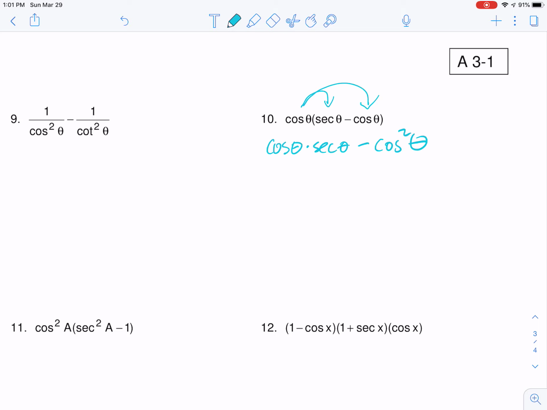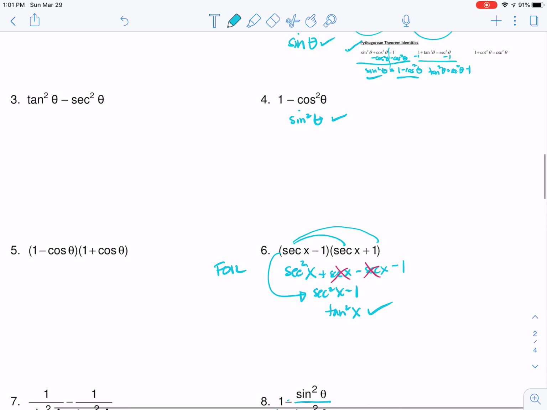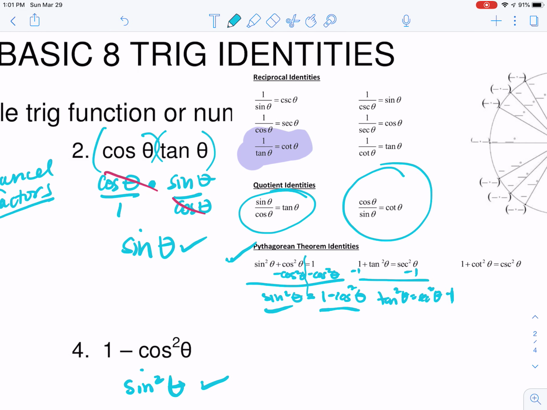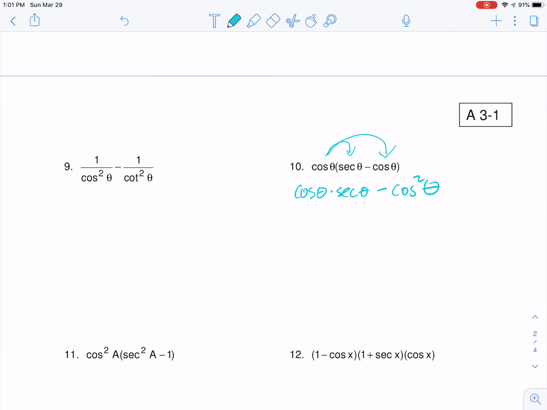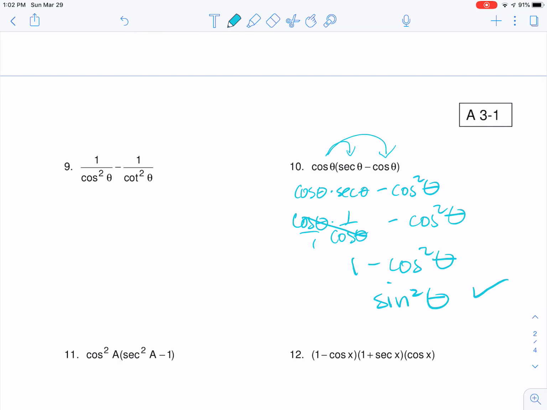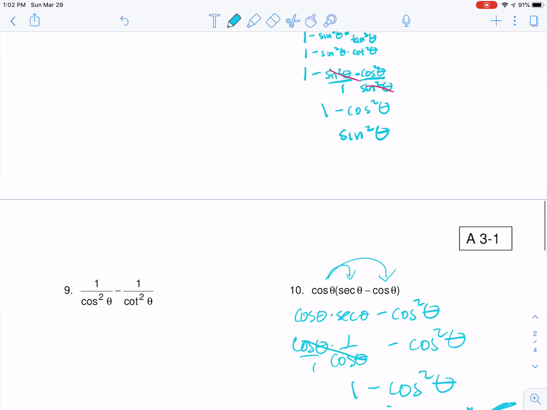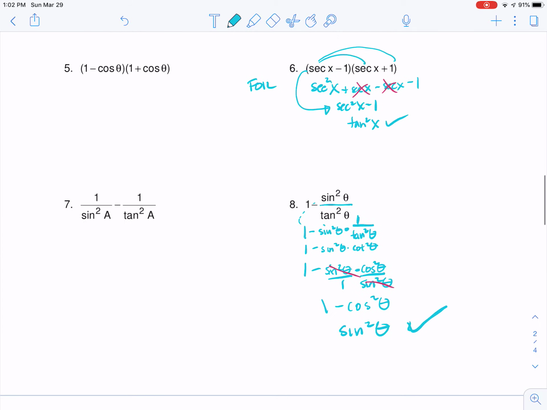Anything times itself is squared. Okay, what do I do with this secant? Well, secant, if I look at my list, you can always keep scrolling back up and look. Secant is 1 over cosine, okay? So I'm going to rewrite this as cosine theta times 1 over cosine theta minus cosine squared. Those cancel, so you get 1 minus cosine squared theta, and we've seen that a couple times already, and it's sine squared. Notice these have all simplified down to like one thing. Boom, one term.